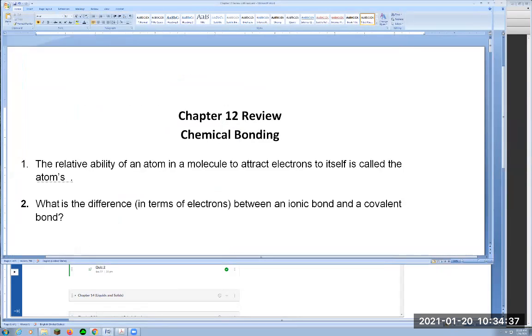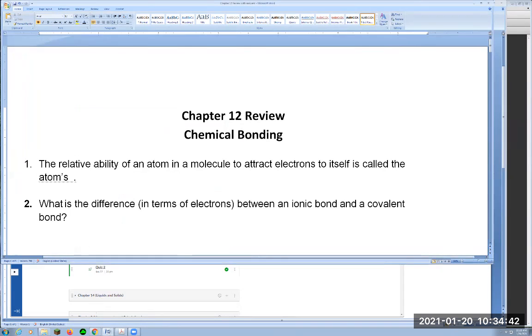So let's start the review with question 1. The relative ability of an atom in a molecule to attract electrons to itself is called the atom's, and here it's missing a word, and the word is electronegativity. The atom's electronegativity is the ability to attract electrons to itself, and that's a very important property.